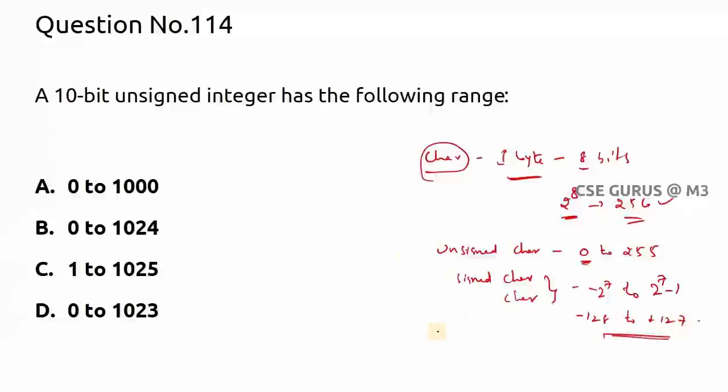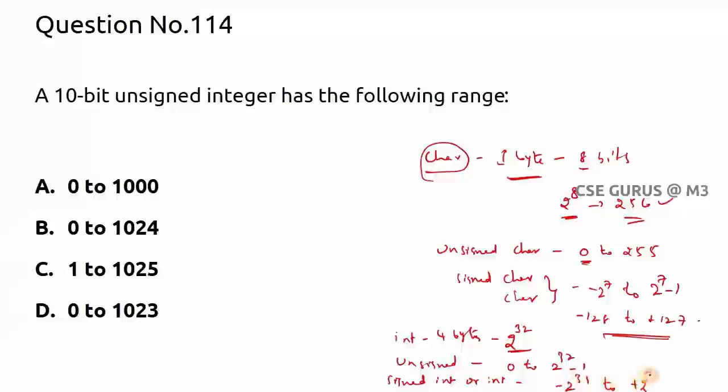Even for integer, integer is 4 bytes. So 4 bytes means how many bits totally? Bits is 4 into 8, 32 bits. So the total values it will take is 2 power 32 values. If it is unsigned, it will take 0 to 2 power 32 minus 1. If it is a signed integer or simply integer, it takes half of the values to be negative. That means minus 2 power 31 to plus 2 power 31 minus 1. So like this you need to consider, and like this you need to calculate.